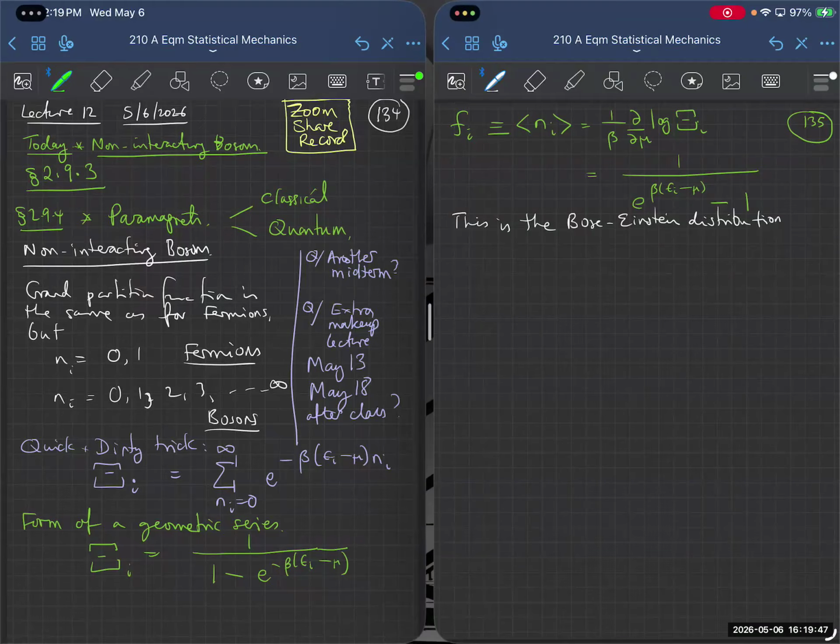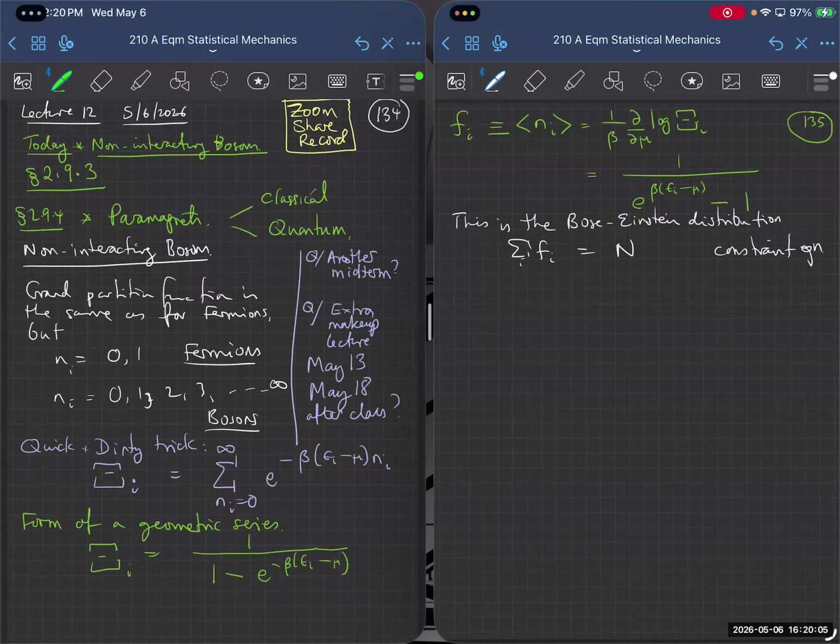And if we want to know what mu is, well, we just have the constraint equation, sum of Fi is equal to n. So this is the constraint equation. And that's the solution to the problem.